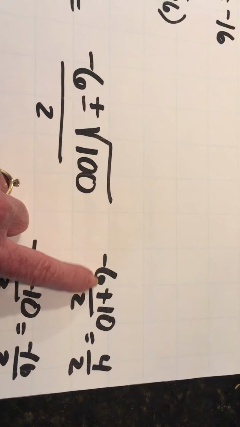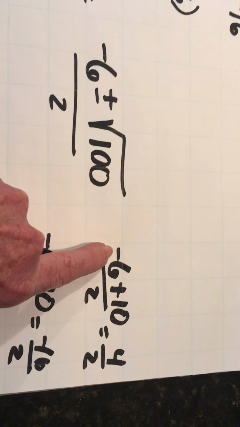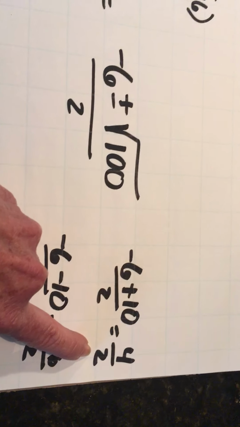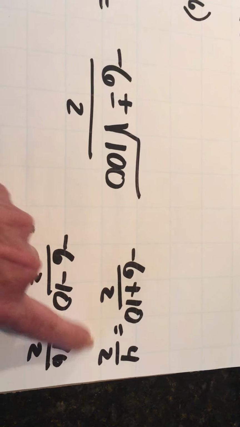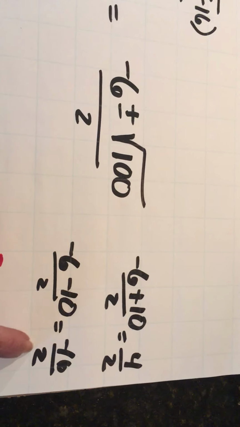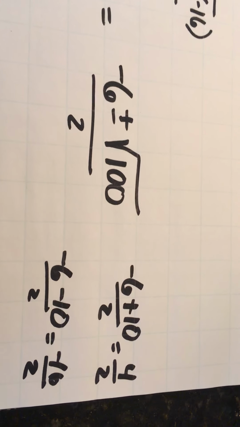So it's negative 6 plus 10, which will give me 4. Got to do everything on top before you divide by the denominator. So 4 divided by 2 gives you an answer of 2. And negative 6 minus 10 will give you negative 16, divided by 2 will give you an answer of negative 8. Okay?